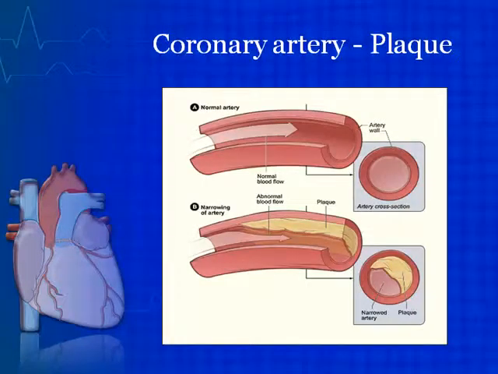Here's a comparison between a normal artery, a normal calibered blood vessel with blood flow being very smooth without any sort of blockages inside, and on the bottom a blood vessel that actually has a significant amount of plaque buildup, reducing the caliber of the vessel, now causing limitation to the flow of blood.